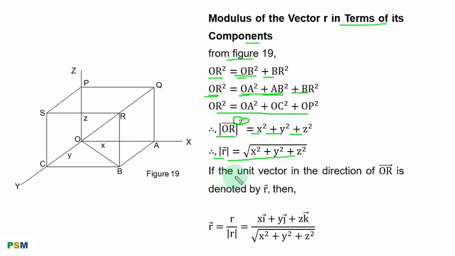If the unit vector in the direction of vector r is denoted by r hat, then r hat is equal to r over the modulus of r, and you have it in this form. This is the expression for a unit vector. If you divide a given vector by its modulus, what you have is the unit vector in the direction of that vector.